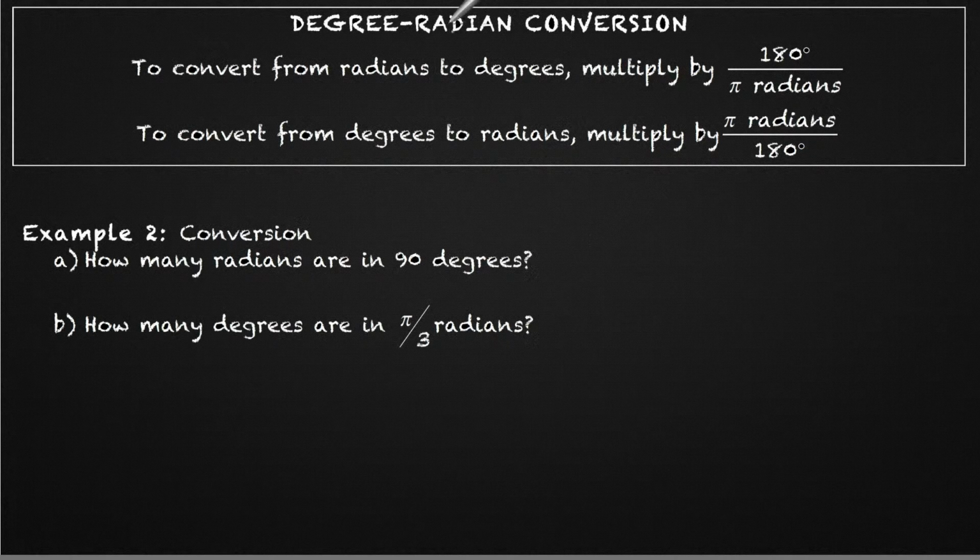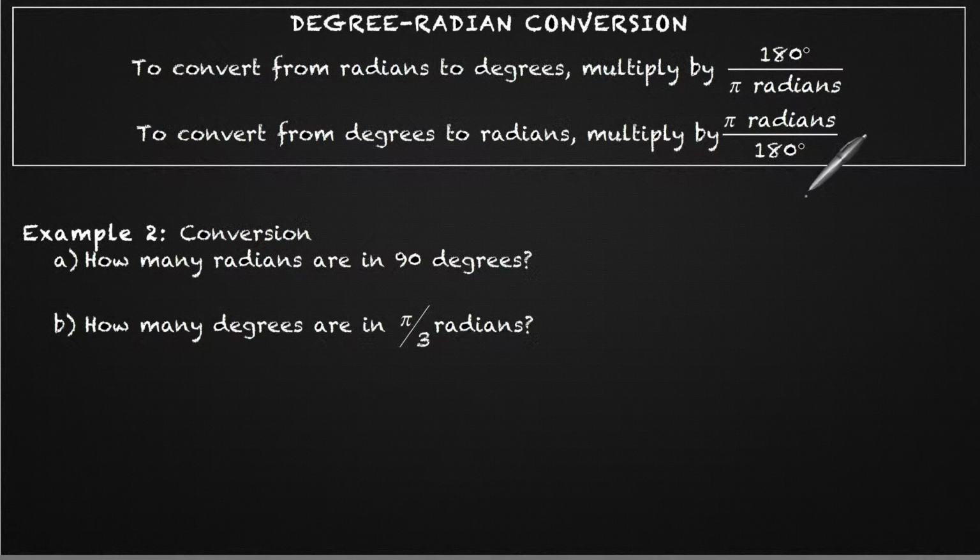Okay, here we are. We're going to convert from degrees to radians and radians to degrees. And the main conversion says to convert from radians to degrees, multiply by 180 degrees over pi radians. Conversely, if you want to convert from degrees to radians, multiply by pi radians over 180.